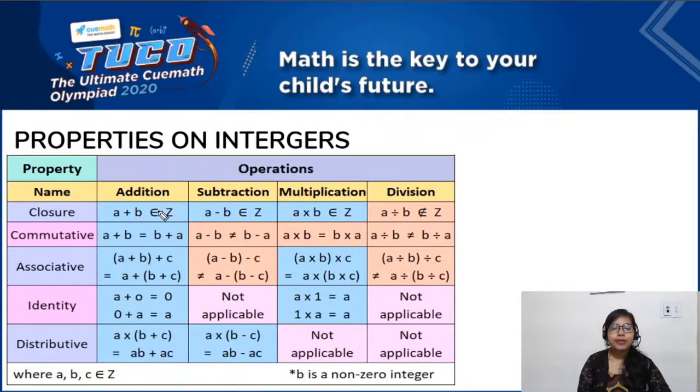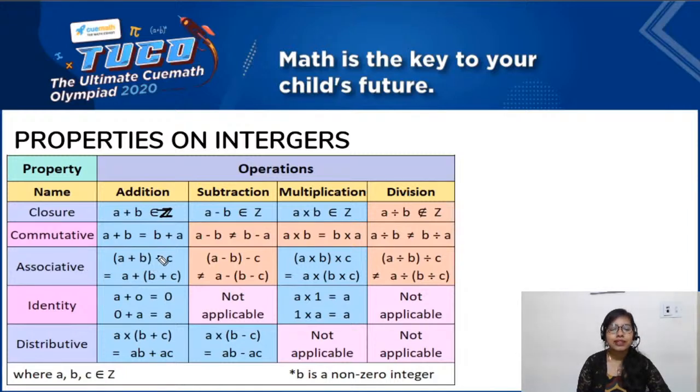So the first thing is addition. Addition, a plus b, basically denotes that it is lying inside the set of integers. Z is basically integers. Commutative law is a plus b is equal to b plus a. So commutative law is followed by addition and multiplication, but not subtraction and division. You could take up your own examples: 3 plus 5 is the same as 5 plus 3. But 3 minus 5 is not the same as 5 minus 3. Hence, it's not equal to. So the commutative property is followed only for multiplication and addition.